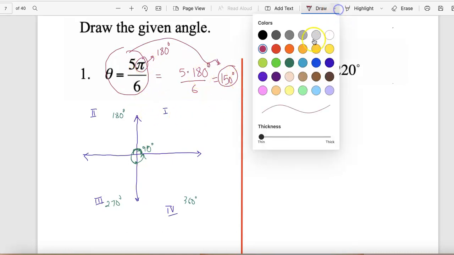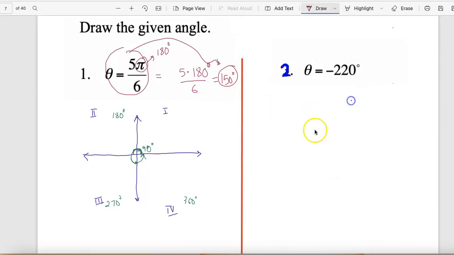Now your job is to draw the angle. So let's start. First of all, tell me where our 150 degrees will be. Always remember, you start over here. This is your vertex and this is your initial side. My line is not straight. There you go. This is my initial side over here.